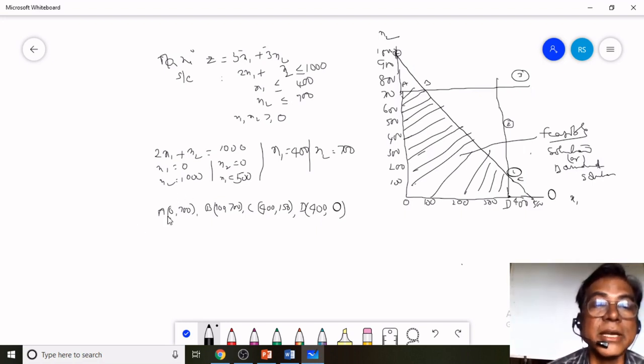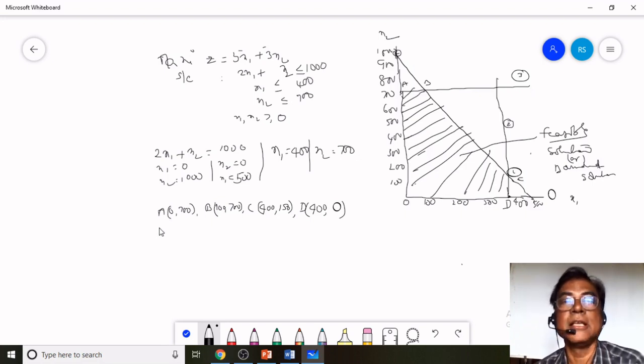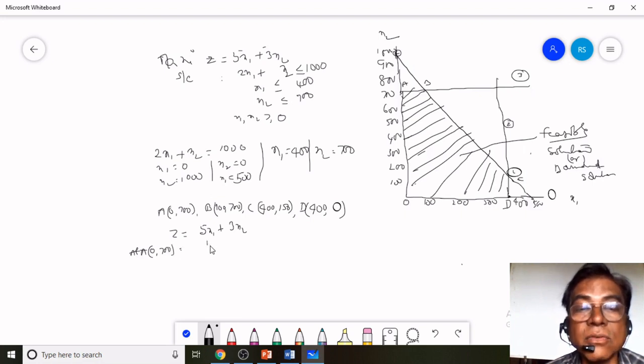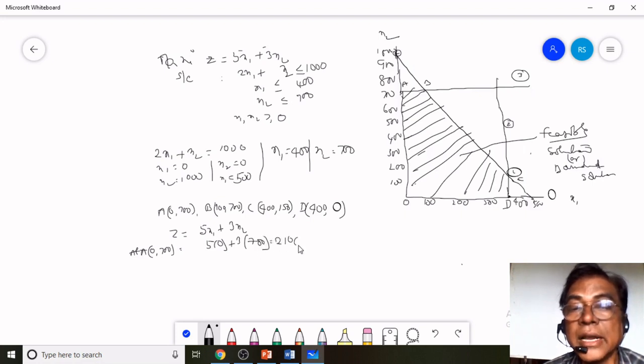So how to calculate the maximum? Our question is how to calculate the maximum function. Now maximize z is equal to 5x1 plus 3x2. So at A, substitute the value at A. The A value here is 0, comma 700. That is equal to 5 into 0 plus 3 into 700. So we get 2100.